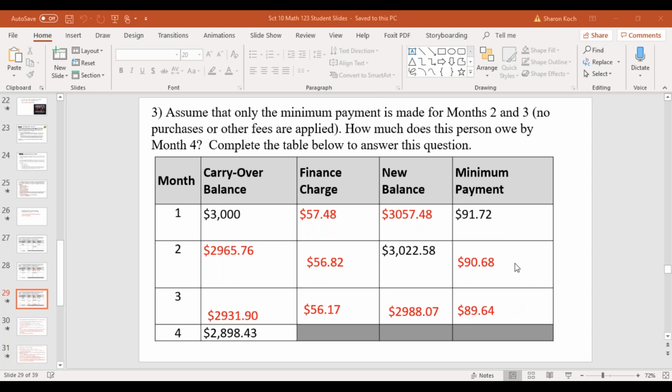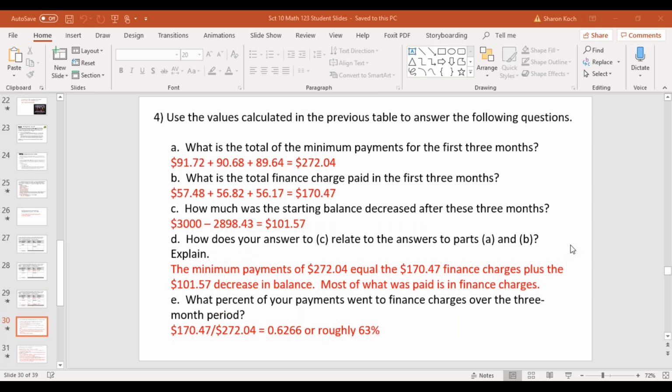Okay, and these aren't really going down, these minimum payments here. And remember, it first pays off the finance charge. Whatever is left over actually goes to reduce your real balance. Okay, and I'll just give you a moment to take a look at these questions here. If you want to write these down in your book, I'll give you a moment to kind of go through.